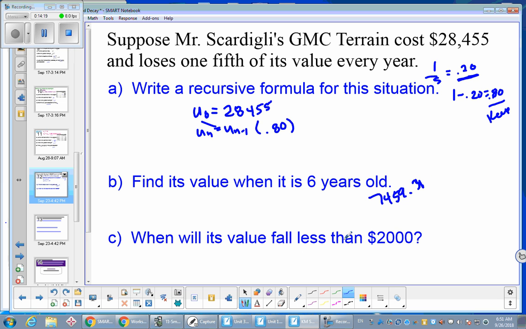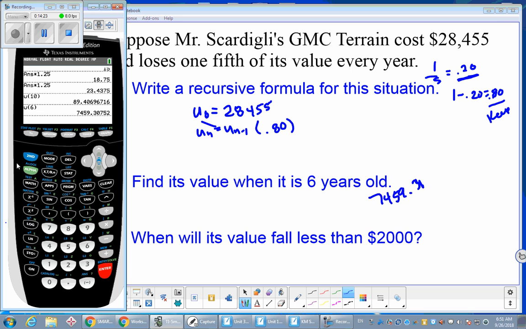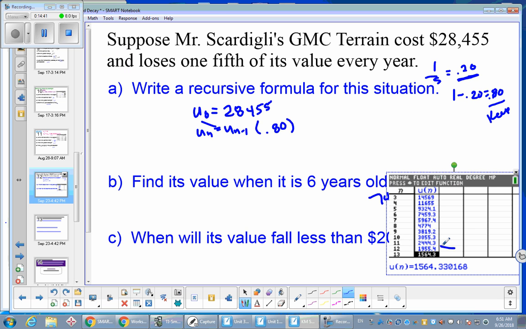All right, and then we need to find when it falls less than 2,000. You could do enter, enter until it gets there, or a better way, I'm going to hit second graph. It's going to give me a table here, and I can scroll to this Un side and just find when it's less than 2,000. So I'm just going to scroll down, and I can see right there it is less than 2,000, so it's after 12 years.